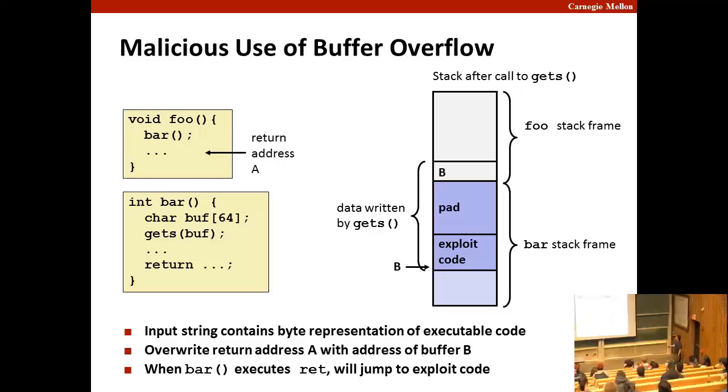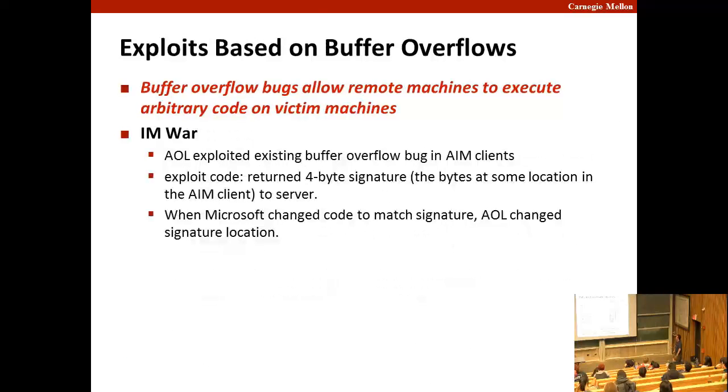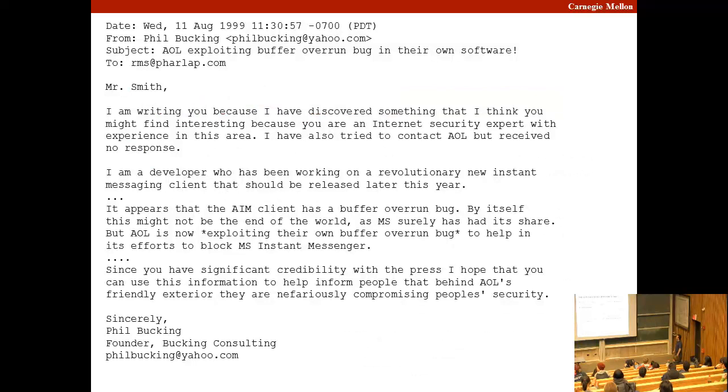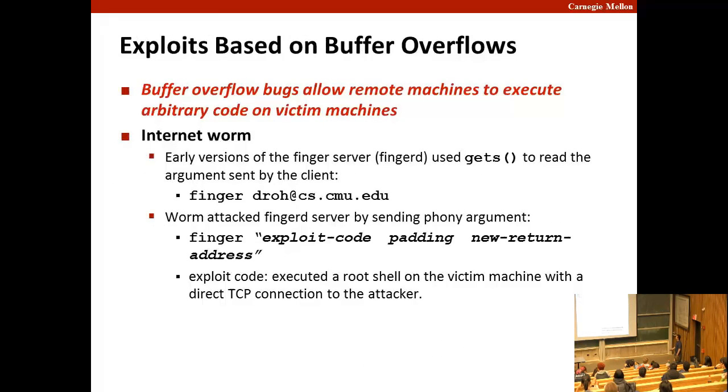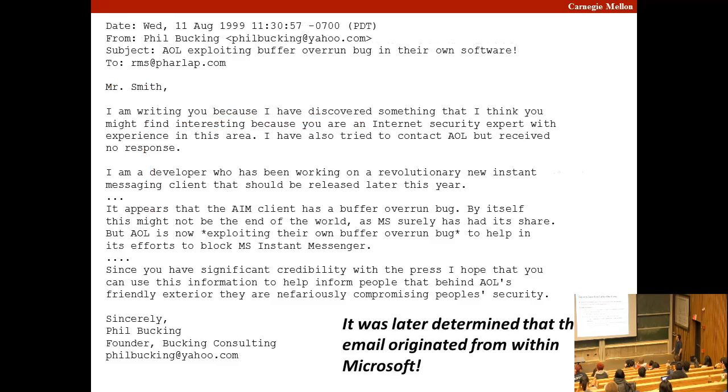Okay. So we write our exploit code, some bad padding, and then we overwrite the return address with a pointer to our exploit code. And that's how the worm worked. Exploit code, padding, new return address. And it was just passed in with finger.